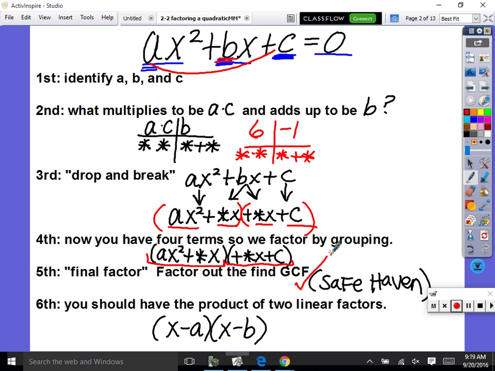So understand something really quick. If we have x to the first, isn't that degree 1? Everybody? And then if we have another x to the first, that's degree 1. So we should have in the end 2 degree 1 being multiplied together. That's called 2 linear factors being multiplied.